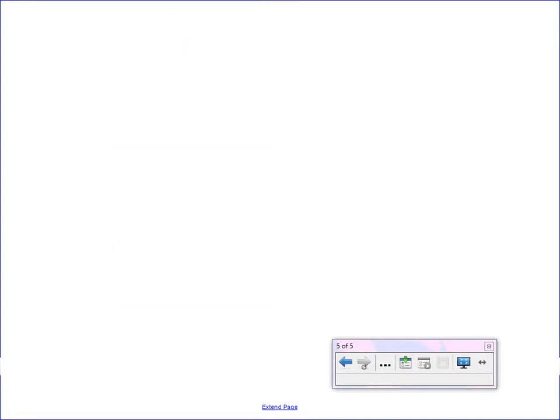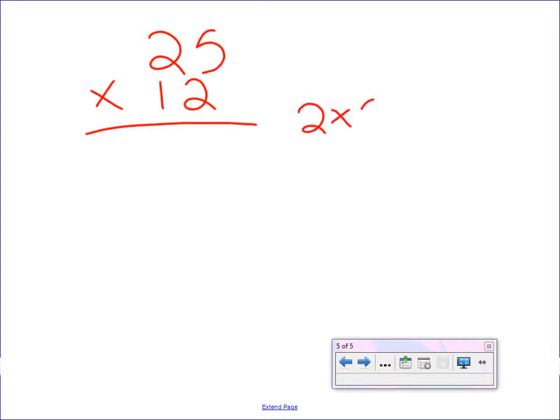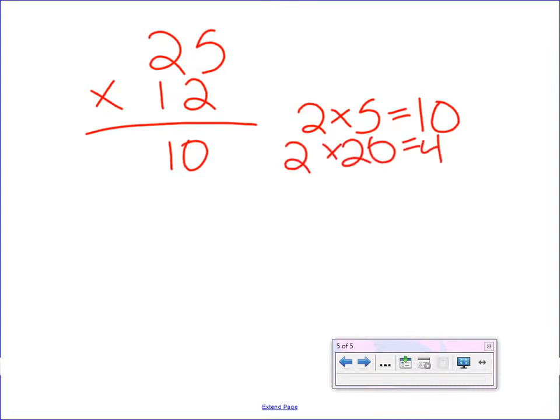Okay? And for some people, they say that doesn't make any sense. Well, I'm going to show it another way real quick. 25 times 12. And I'm going to show the actual 4 math problems that are going on. The first one is going to be this right here. 2 times 5, which is 10. Okay? So I'm going to actually write 10 here. Now, the second problem that I'm going to do is 2 times 20, which equals 40. And I'm going to write that answer right here.